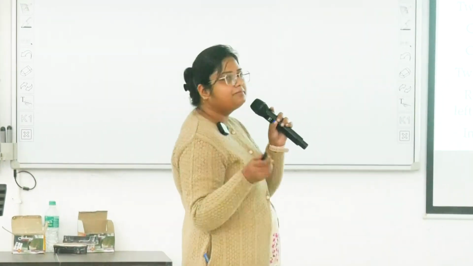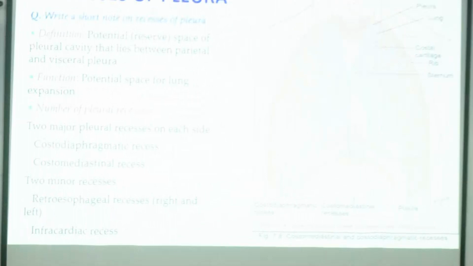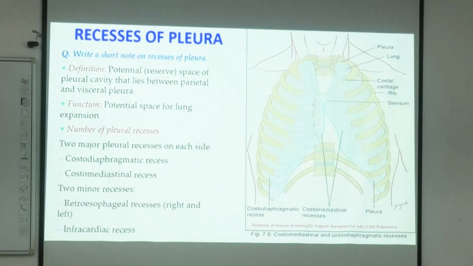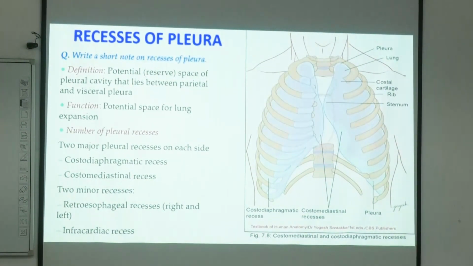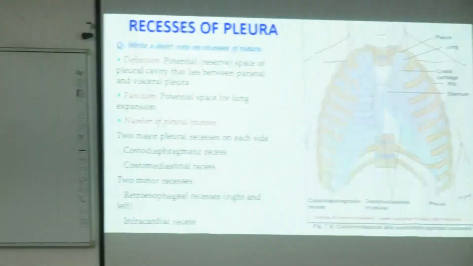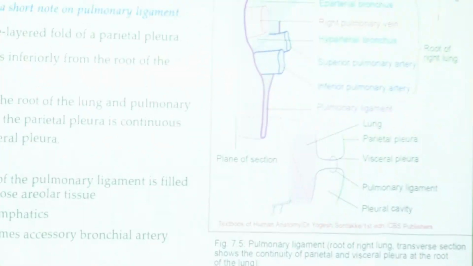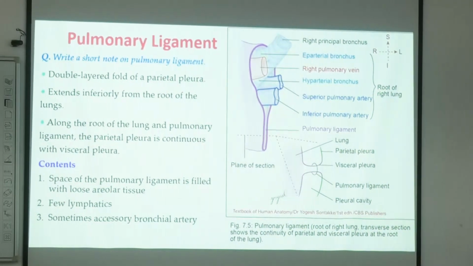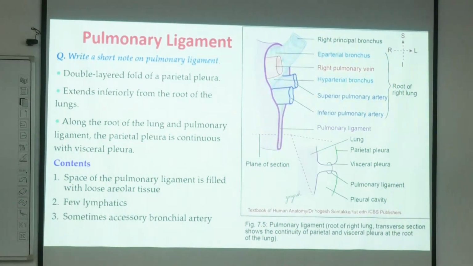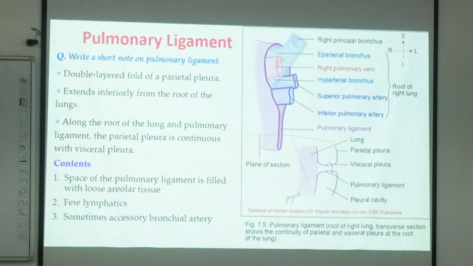And the different parts of the parietal pleura. Parietal pleura mainly comes as a short note. Four parts: cervical pleura, costal pleura, mediastinal pleura, and diaphragmatic pleura. Pulmonary ligament also comes as a short note. Those I am telling which come as a question, you prepare as a short note.